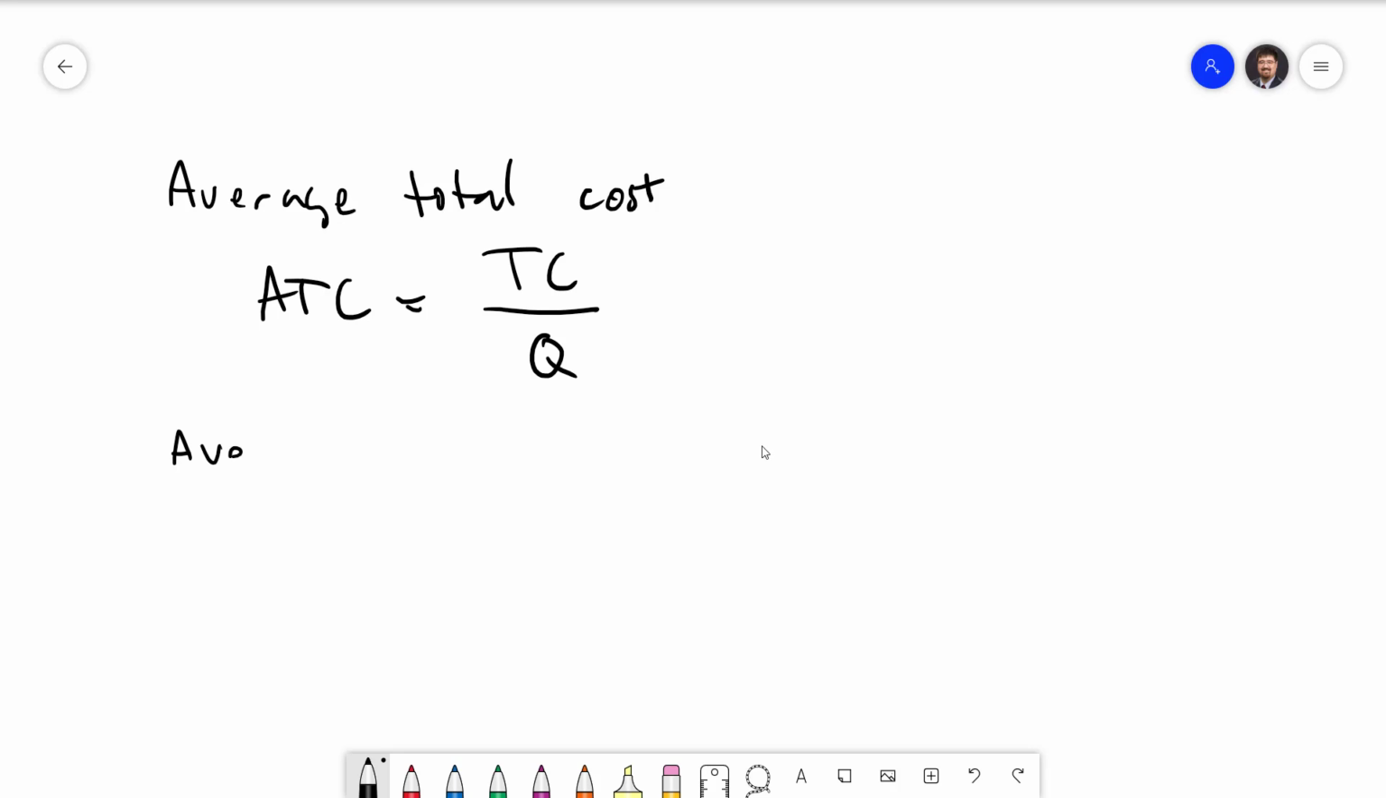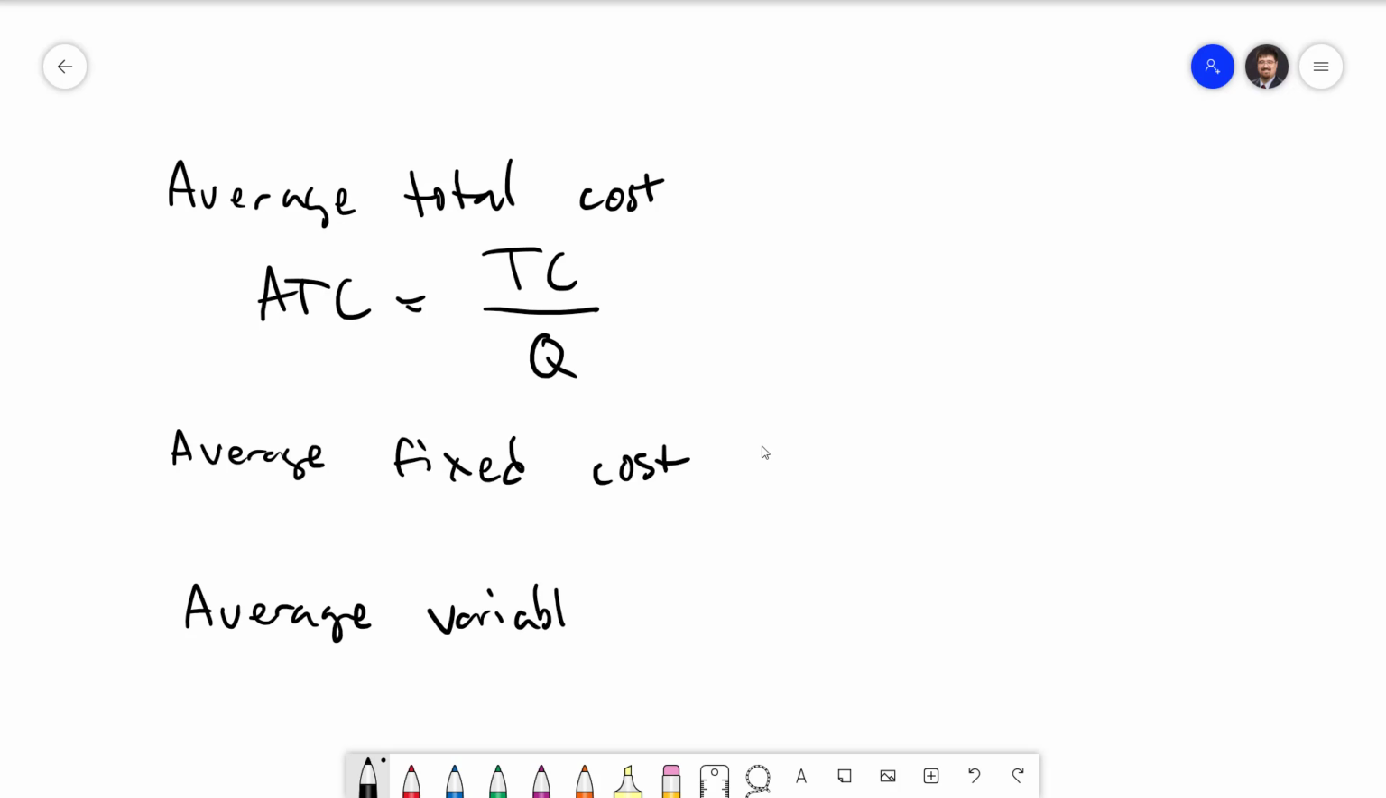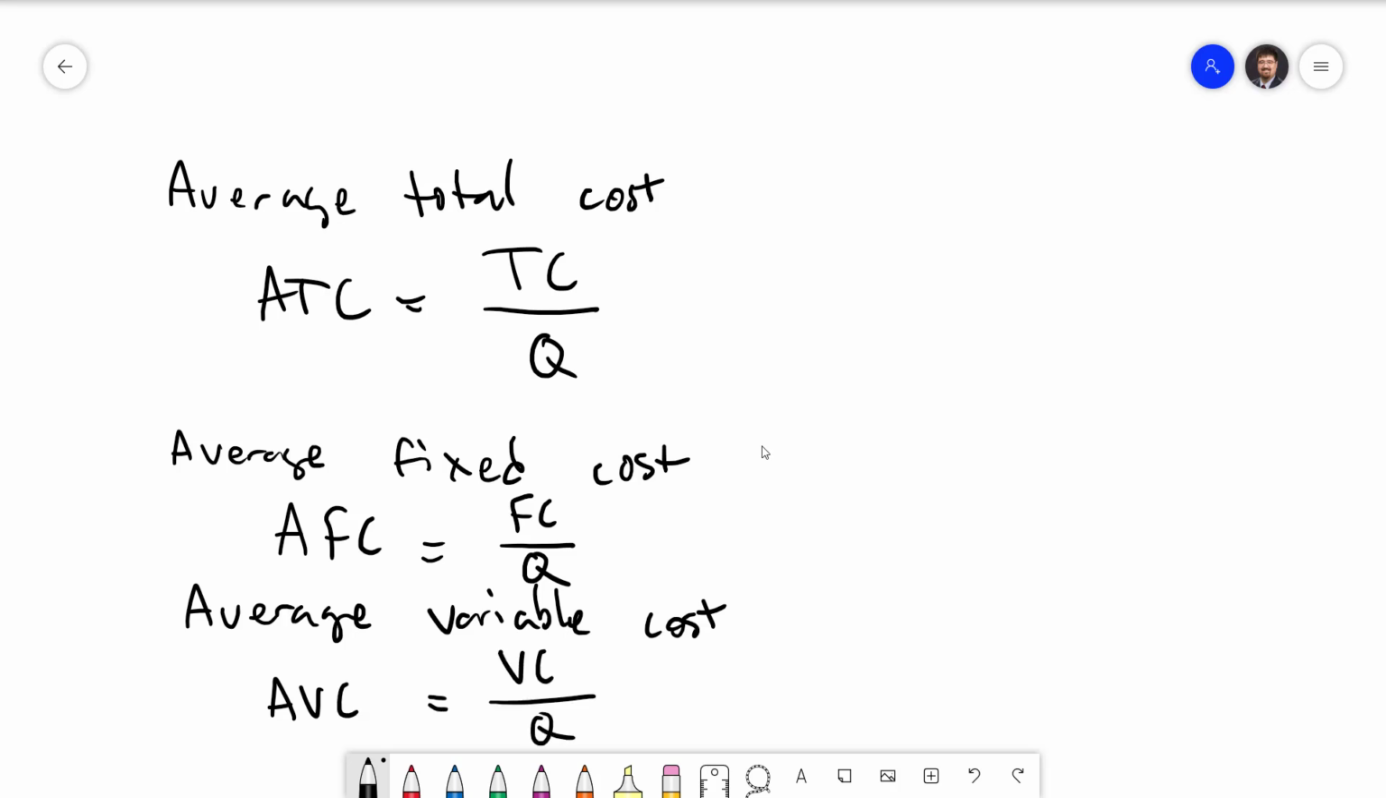We can calculate the average fixed cost and the average variable cost in much the same way. For average fixed cost, AFC is going to be the fixed cost divided by total quantity, and AVC, the variable cost divided by the total quantity. Since fixed cost and variable cost add up to total cost, it must also be that the average total cost is the sum of the average fixed cost and average variable cost.